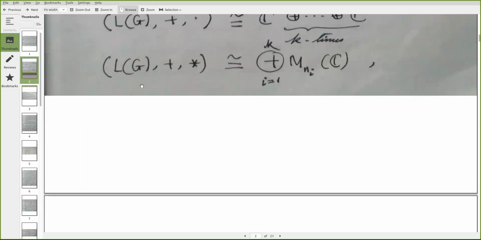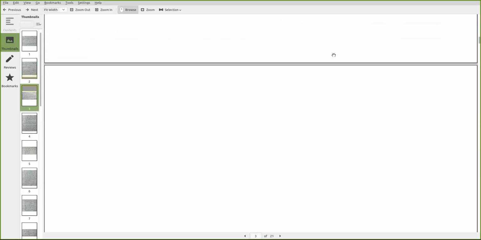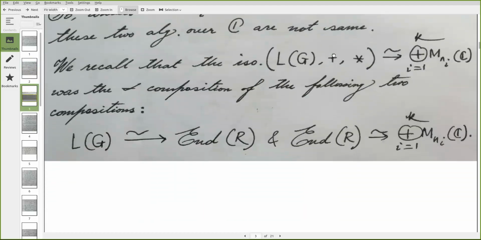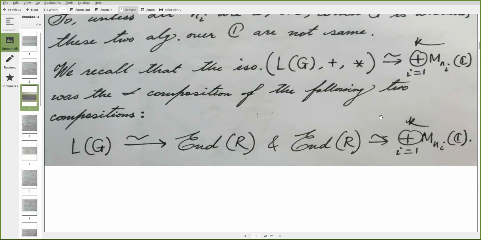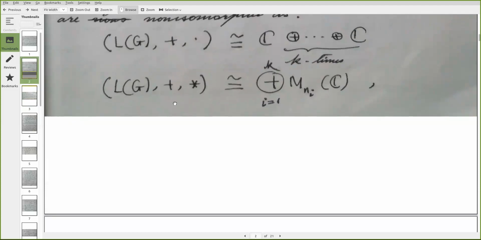So let's focus on this. We have already seen that with respect to convolution, this is isomorphic to this. Let's just recall how we arrived at this isomorphism. The isomorphism that you see here is actually the composition of two further isomorphisms. One is from LG to End R, where R is the right regular representation of G, and separately we have this isomorphism where End R is decomposed into the direct sum of matrix algebras. The composition of these two isomorphisms is the isomorphism that we obtained in one of the earlier lectures.